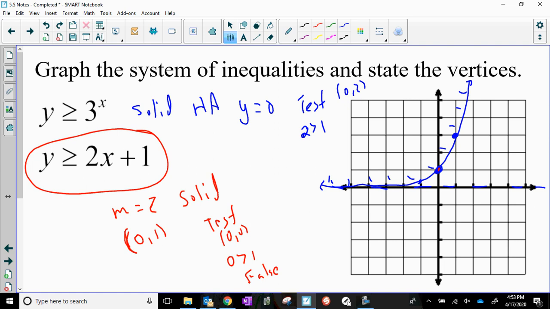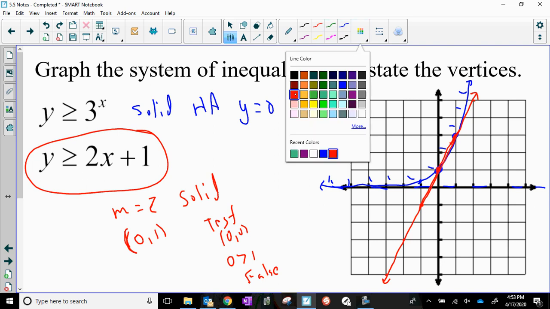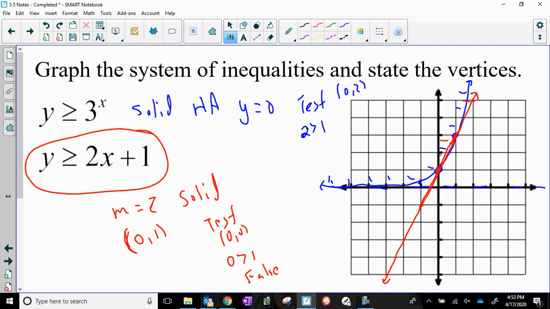So let me go to my y-intercept right here, then use my slope, which is 2. I'll draw the line, a solid line. Kind of not the most perfect line right there. And then we are going to shade that line away from (0, 0), so this side.